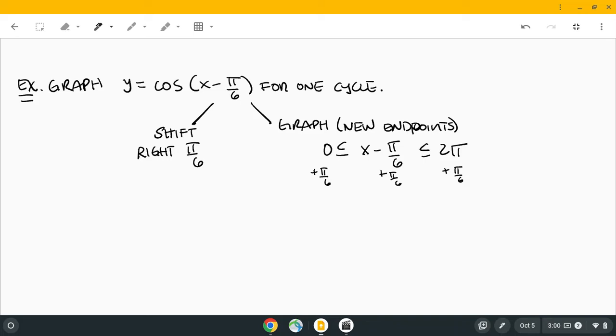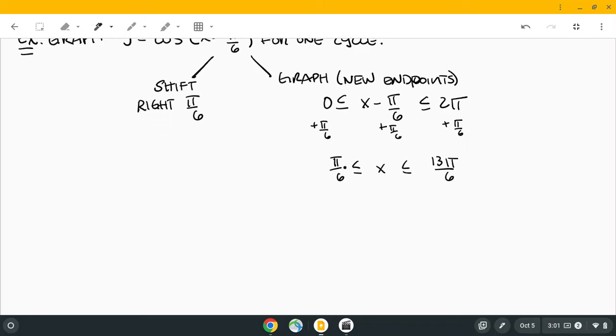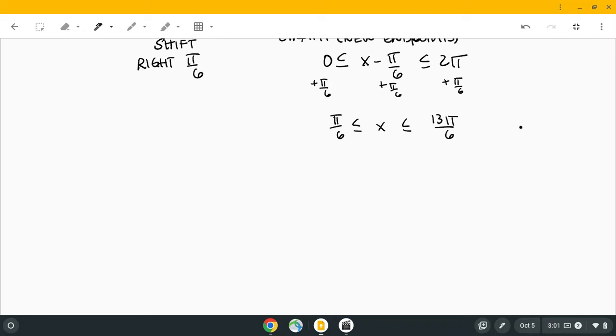And we get pi over 6 over here. So we're not going to start our graph at 0 anymore. We're going to start it at pi over 6. And in the middle, we have x. And then over here, what is that? 13 pi over 6. So this is where we're going to have one cosine graph, that interesting looking U shape. We're going to get it not between 0 and 2 pi anymore, but we're going to get that shape from pi over 6 to 13 pi over 6.